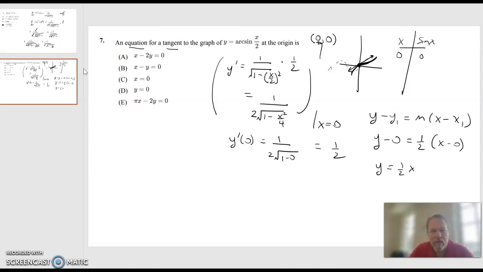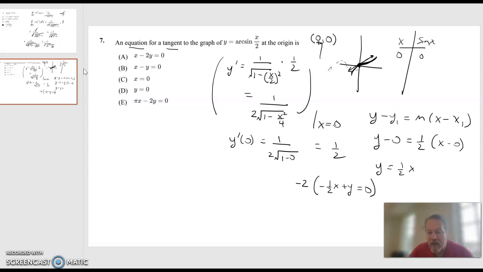I look over here at my answers, they have it in standard form. So I have to take the 1/2 x to the left-hand side. I get negative 1/2 x plus y equals 0. Standard form, you want this first coefficient in front of the x to be positive, and you want it to be non-fractional. So basically I'm multiplying both sides by negative 2.